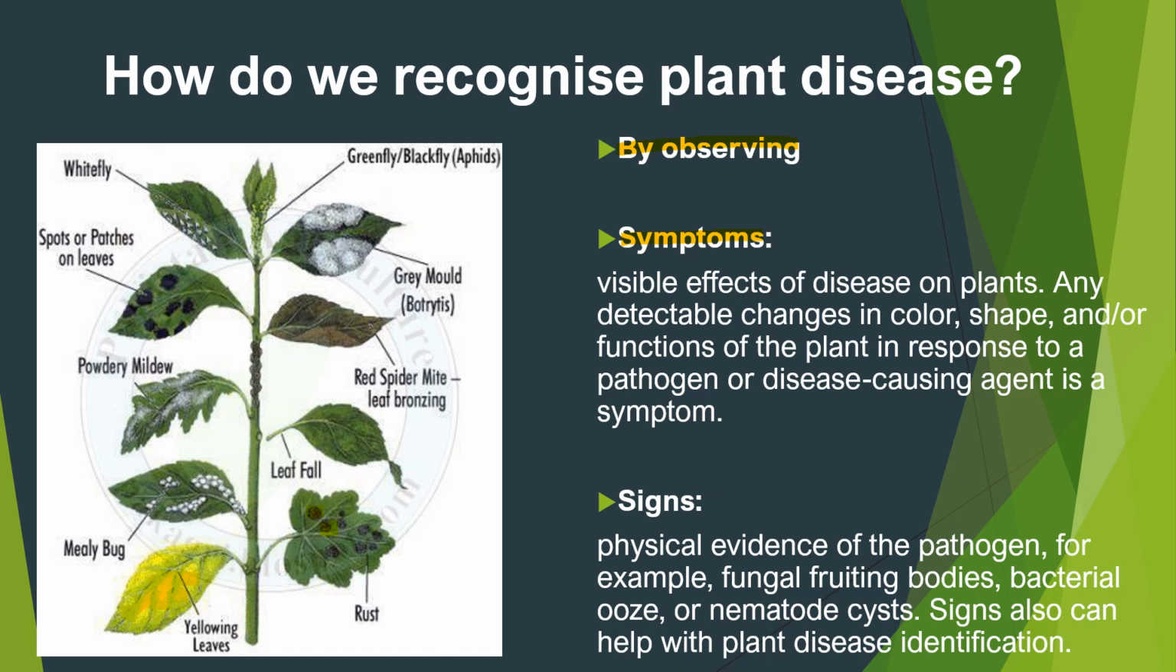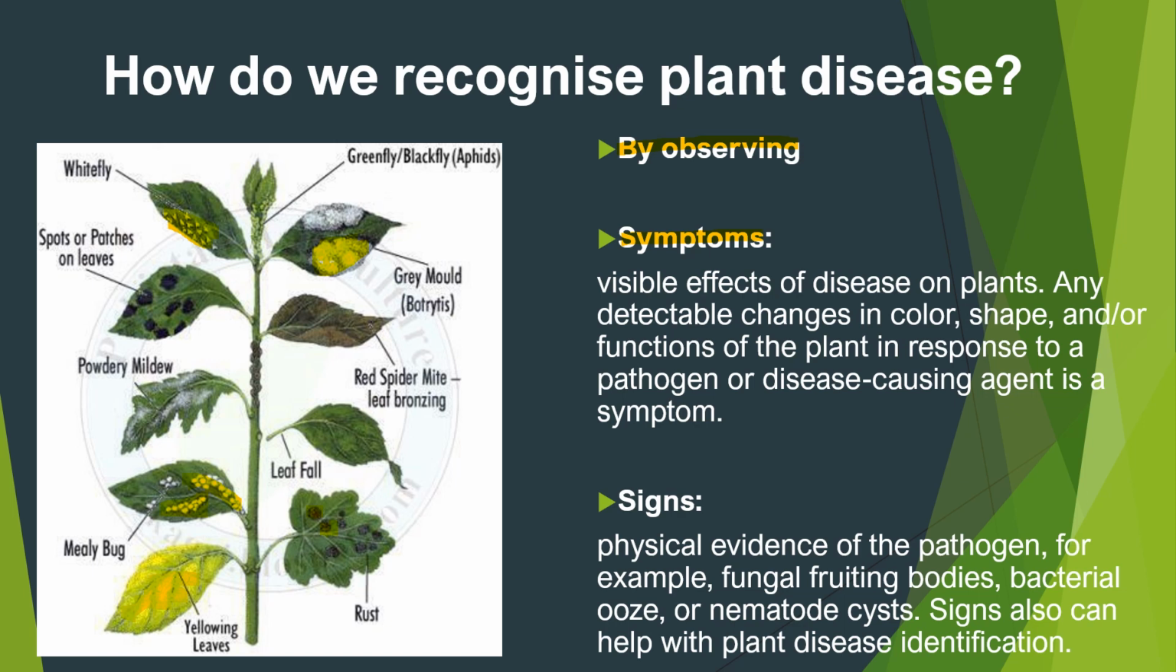But if we look at this particular leaf, we can see these small insects, and these are mealybugs. So here we actually see the signs of the pathogen or the disease causing agent. Similarly, here we can see gray mold of the fungus Botrytis, and this gives us a sign of the presence of a pathogen. And here also we see whitefly underneath this leaf. So again, this shows us the sign of the presence of a pathogen.